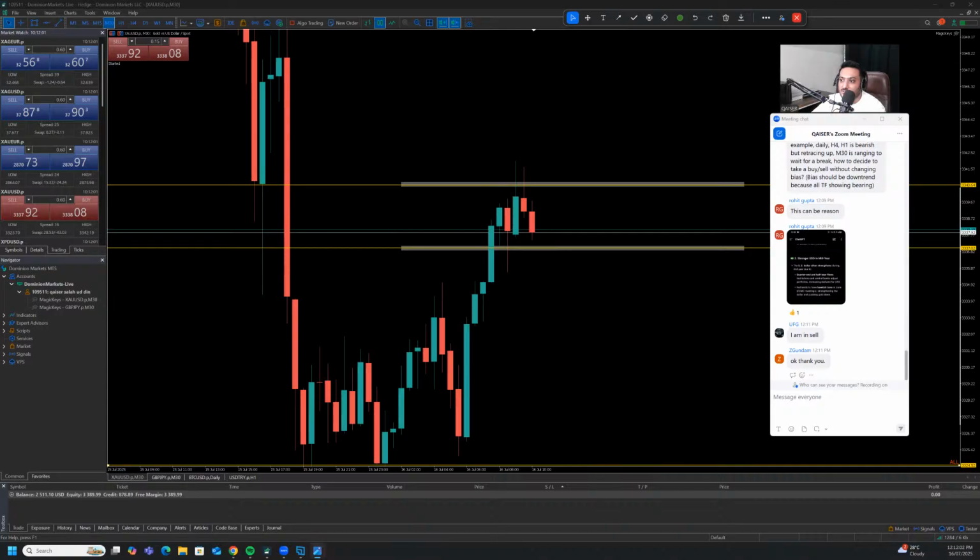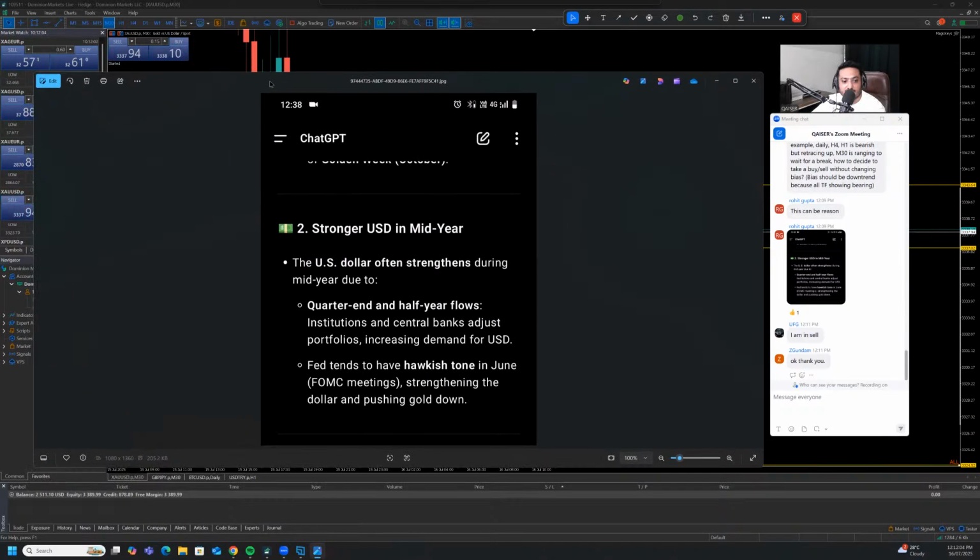Rohit Gupta just sent us something here. ChatGPT: stronger USD in mid-year. The US dollar often strengthens during mid-year due to quarter and half-year flows. Oh, the same thing I just talked about. Institutions and central banks adjust portfolios, increasing demand. Yeah, I just said the same thing. The Fed tends to have a hawkish tone in the June FOMC meeting, strengthening the dollar and pushing gold down. Hmm.